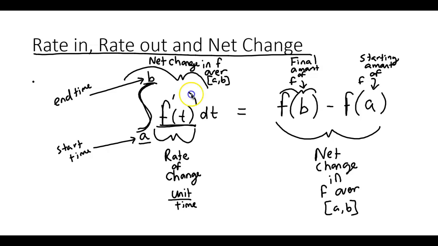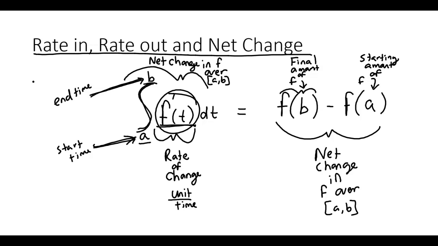I want you guys to be aware that this is a derivative, which is a rate of change, and it has some kind of unit over time as its units. This is the ending time, this is the starting time, and when you integrate it, it becomes the net change in the antiderivative over time. I also want you guys to be aware of the fact that this is equivalent to this because of the fundamental theorem of calculus, where this represents the final amount, this represents the starting amount, and it is also just another way of finding the net change.